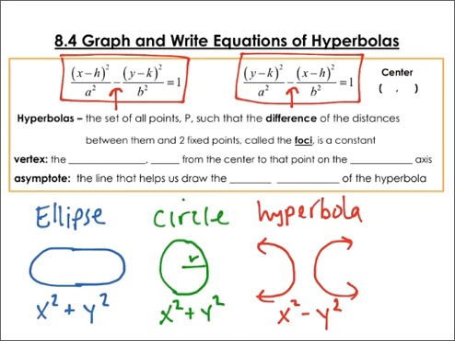Just to point out our parabolas, we don't want to leave that poor guy out. A parabola only had one x squared or y squared, so that's why we only had one curve.